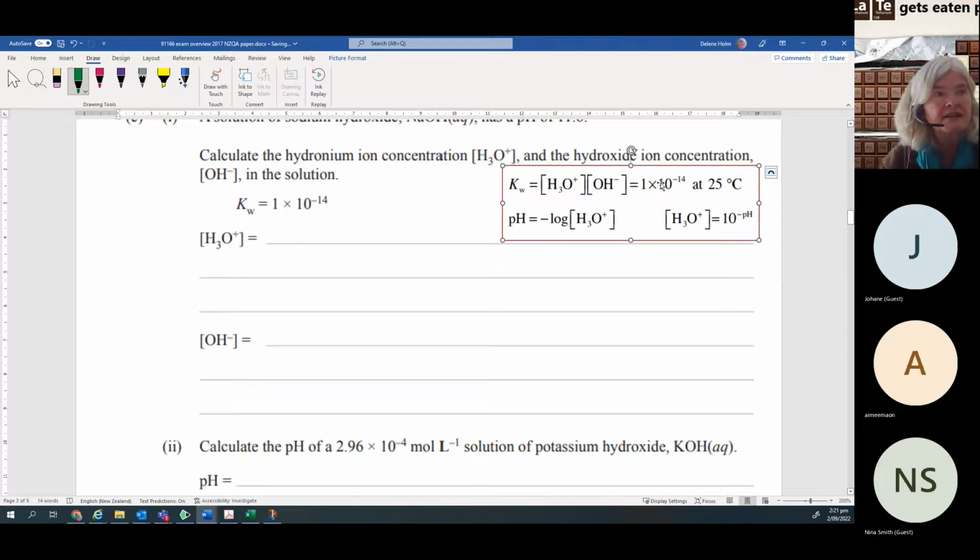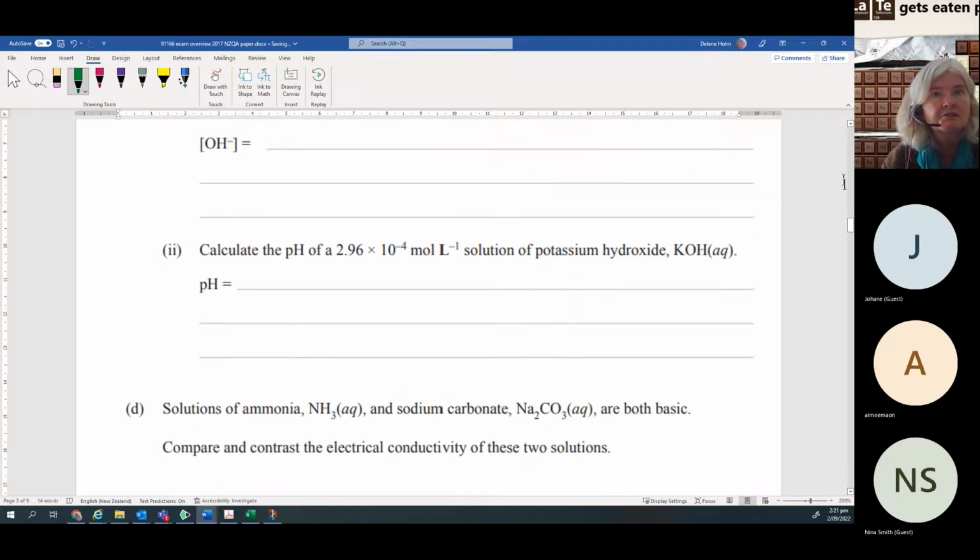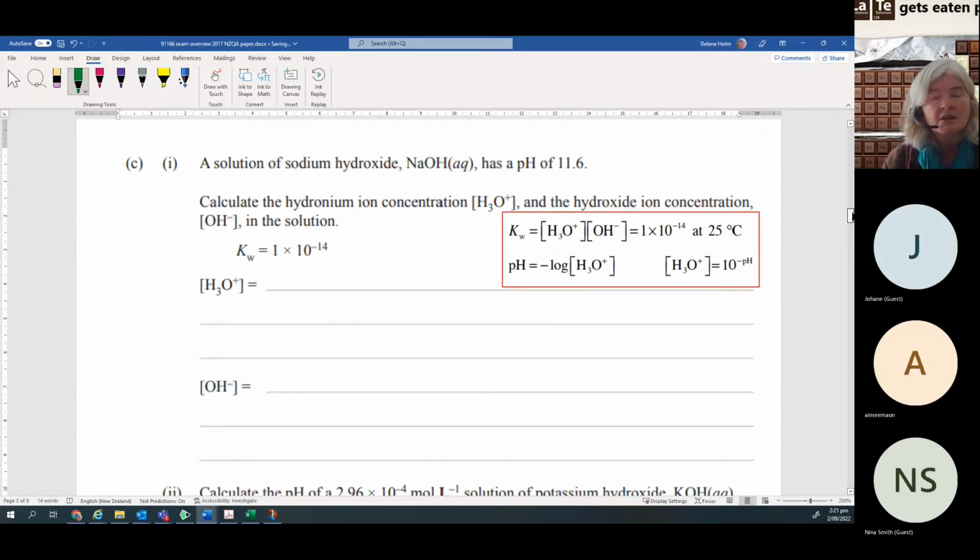Okay, so pretty much what they're saying here is you've got a pH of 11.6. So that's my pH of 11.6. Now that is the concentration of H plus. Okay. And I've got H plus or H3O plus. Strictly speaking, it's H3O plus. Okay. And you've also got to calculate the hydrogen ion concentration and the hydroxide ion concentration.